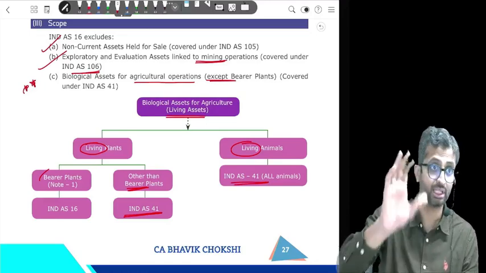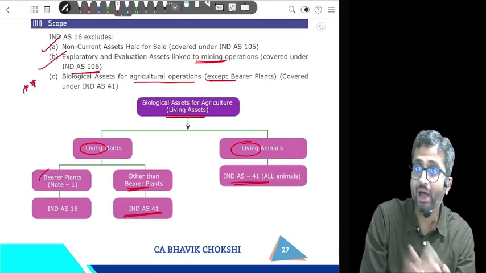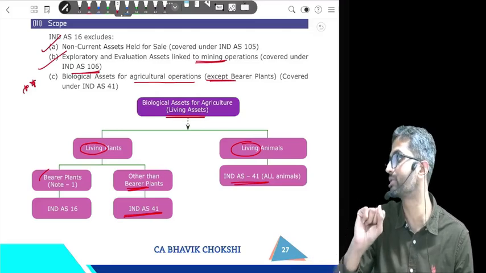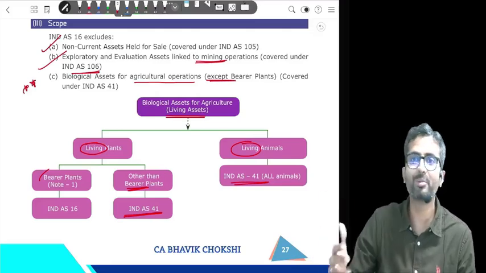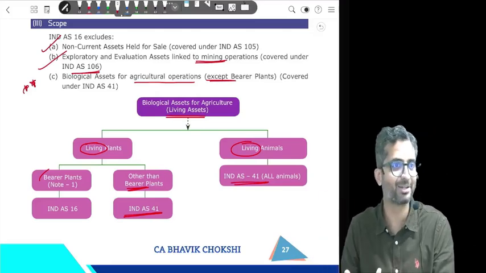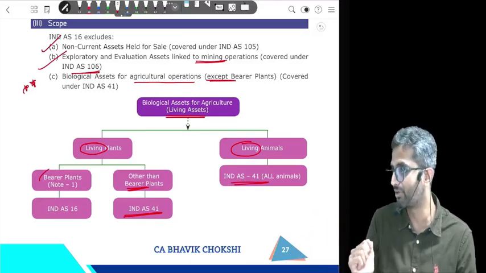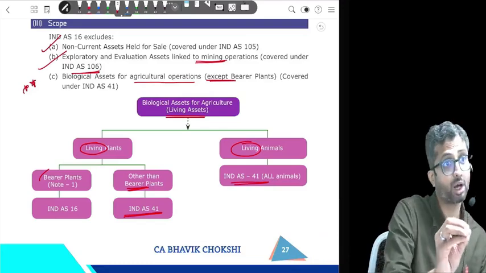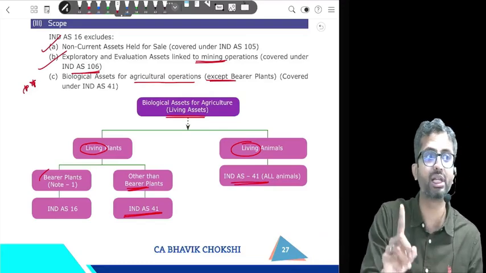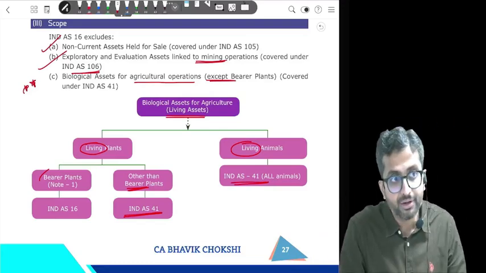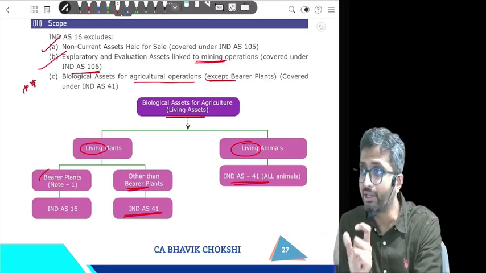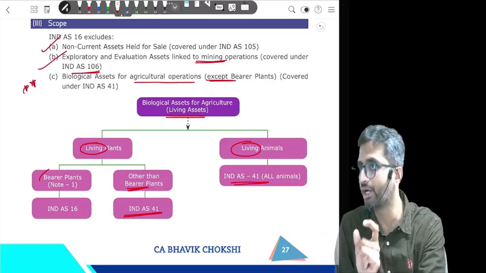If you see a question, they will tell you, but you will have to figure out whether it's an Ind AS 16 question or a 41 question. Now it is easy here, because if you're doing 16, all 16 questions are here, and for 41, all 41 questions are there. In the exam, that becomes difficult. So the moment you see a living plant or living animal, ask yourself whether it is bearer or other than bearer, at least for plants.